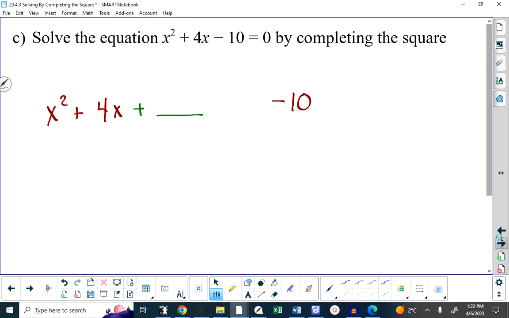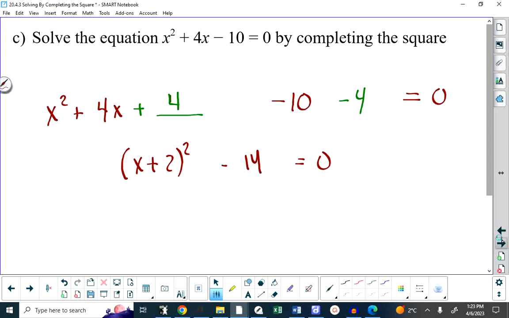And you do that by taking the middle number, which is 4, dividing it by 2 to get 2, and squaring it, in this case, to get 4. And then I have to subtract 4 over here to keep things in balance. Don't forget now, this is equal to 0. This can be written as x plus 2 squared minus 14 equals 0. So now we're going to rearrange for x.